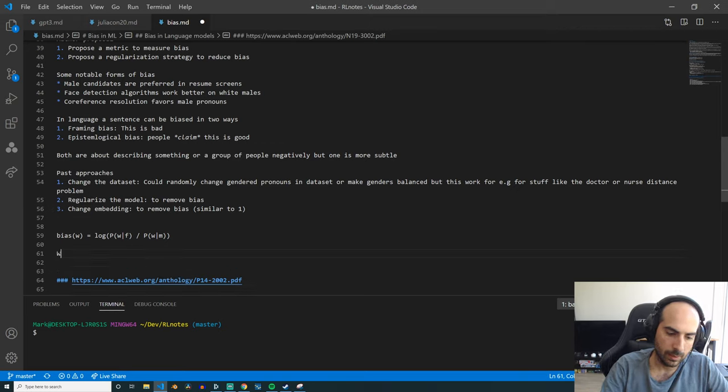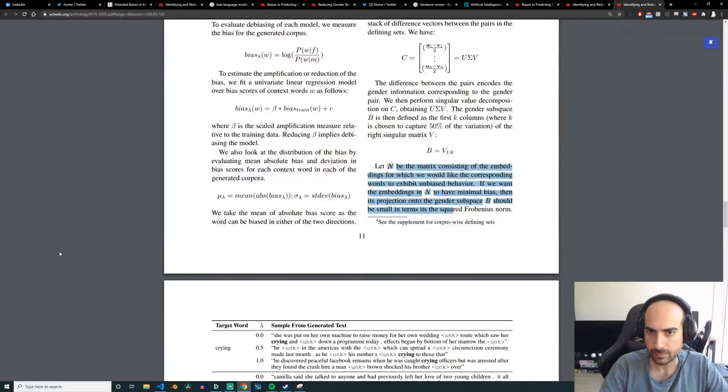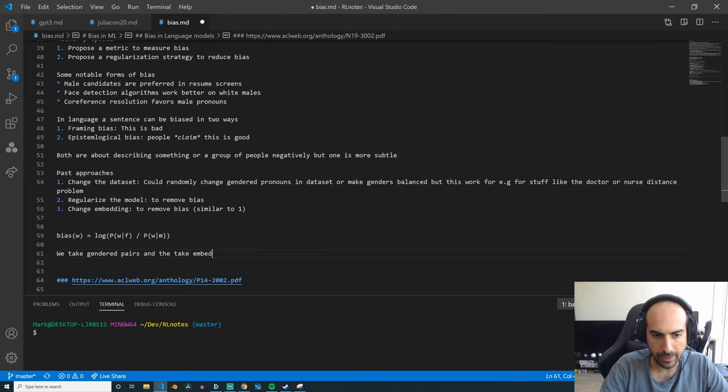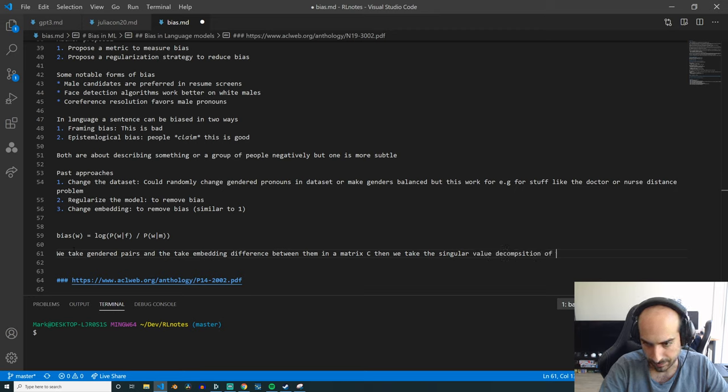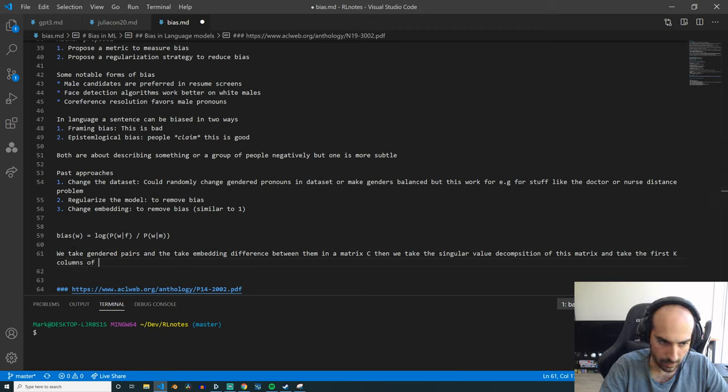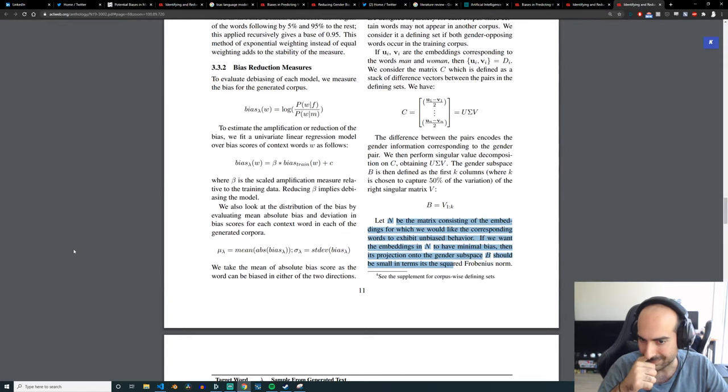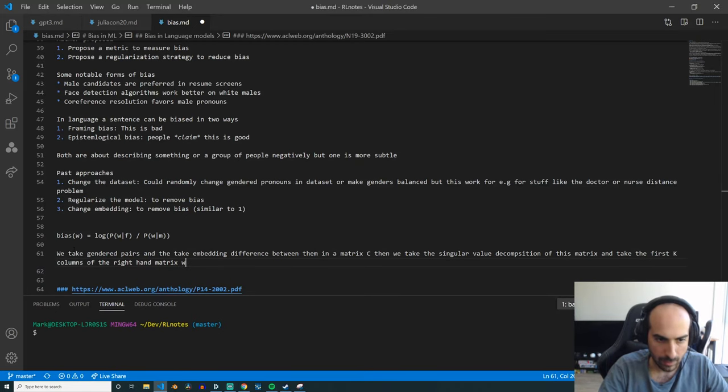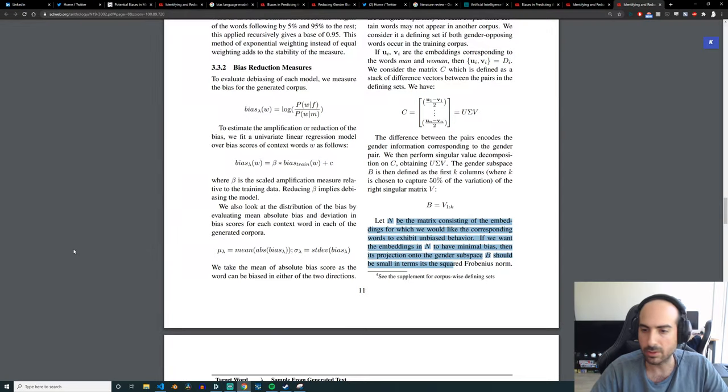So basically, we take gendered pairs and take the embedding difference between them in a matrix C. Then we take the singular value decomposition of this matrix and take the first k columns of the right hand matrix, which is called the gender subspace. Okay, what does gender subspace mean, though? It's a confusing term for me.